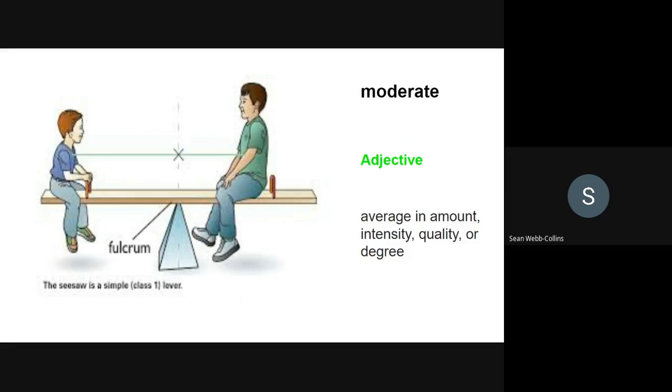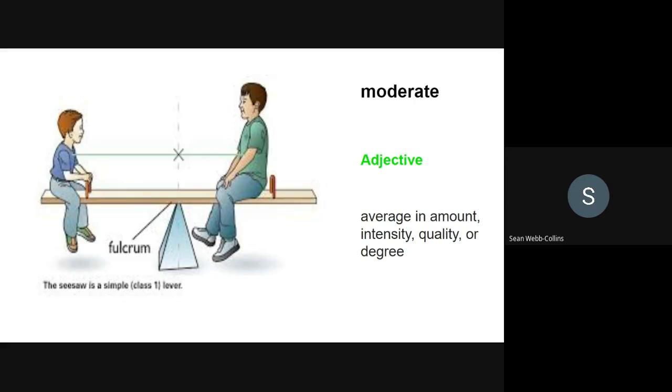And the verb, what's the verb? Moderate. Notice the pronunciation is different: the adjective moderate and the verb moderate. So, for example, for the verb moderate, when driving in the city, you need to moderate your speed.